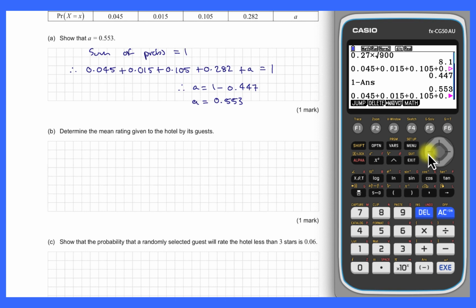So the 0.045 would be times by 1, no need to add anything there. 0.015 is times by 2. Then the 0.105 is multiplied by 3. This probability there, back there, is multiplied by 4. And then we need to add in the A value, which was 0.553 multiplied by 5. And that should give us the mean value, which is exactly 4.283.